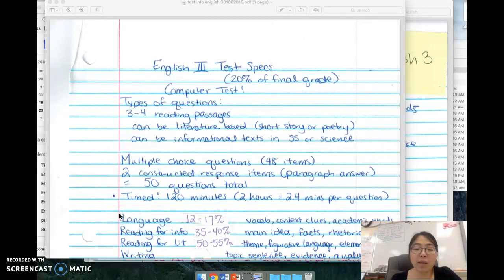When the time is up, the time is up. So you really need to keep track of the time. There are going to be 50 questions total. 48 of those questions are going to be multiple choice. And similar to your English 2 EOC, there will be some constructed response items. This time you will get only 2. Constructed response items means that you have to answer in a paragraph.